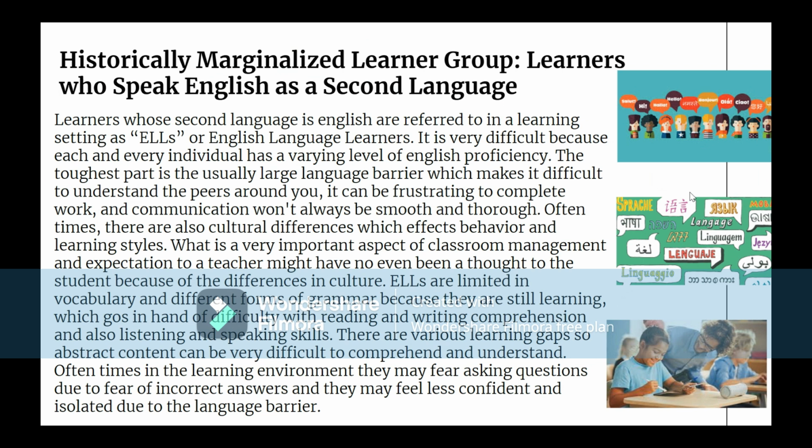Oftentimes, there are also cultural differences which affect behavior and learning styles. What is a very important aspect of classroom management and expectations to a teacher might have not even been a thought to the student because of the differences in cultures. ELLs are limited in vocabulary and different forms of grammar because they are still learning, which goes hand in hand with difficulty with reading and writing comprehension and also listening and speaking skills. There are various learning gaps, so abstract content can be very difficult to comprehend and understand.